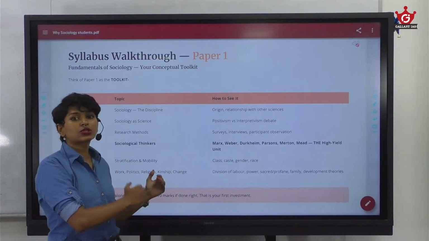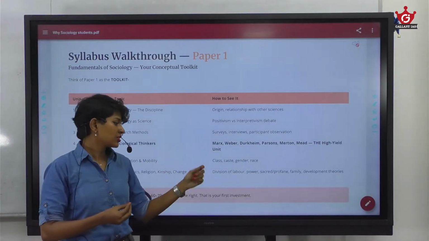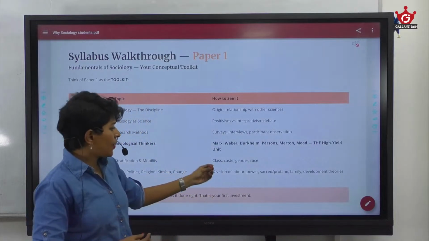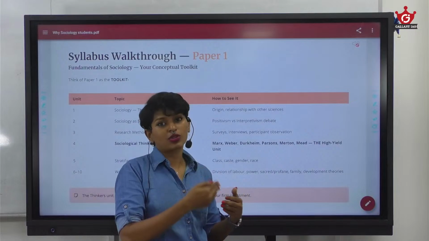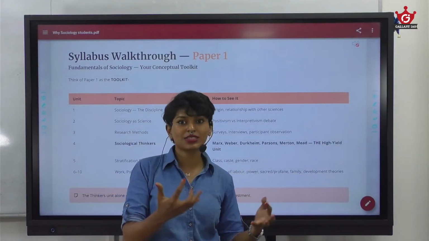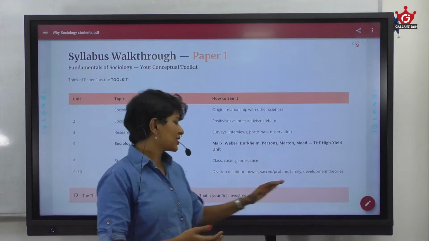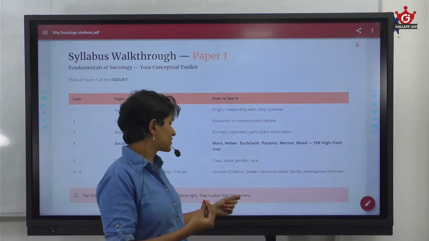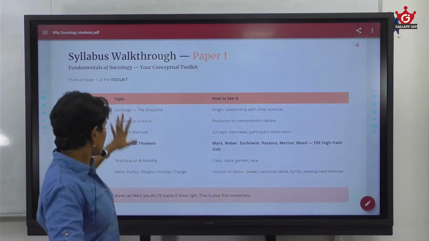Then I have listed modules 6 to 10 briefly here: work, politics, religion, kinship, change. So you would be looking into power, and understanding what power is in society. When you learn about religion, you would be understanding the concept of the sacred and the profane. When you are learning about kinship, you would be learning about family. All these are things you know, right? We are all living amid our social systems, so this is something you can easily relate to. When you learn about social change, you learn about different development theories. All these are concepts you would learn in paper 1.